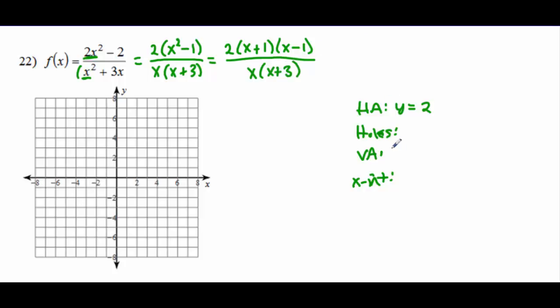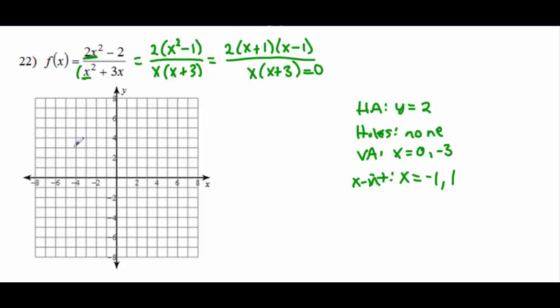And so nothing cancels, there's no holes, but there are two vertical asymptotes, one at 0 and one at -3, because I just set each of these equal to 0 on bottom. On top, I set the x plus 1 and the x minus 1 equal to 0, and that tells me that I have an intercept at -1 and at +1.